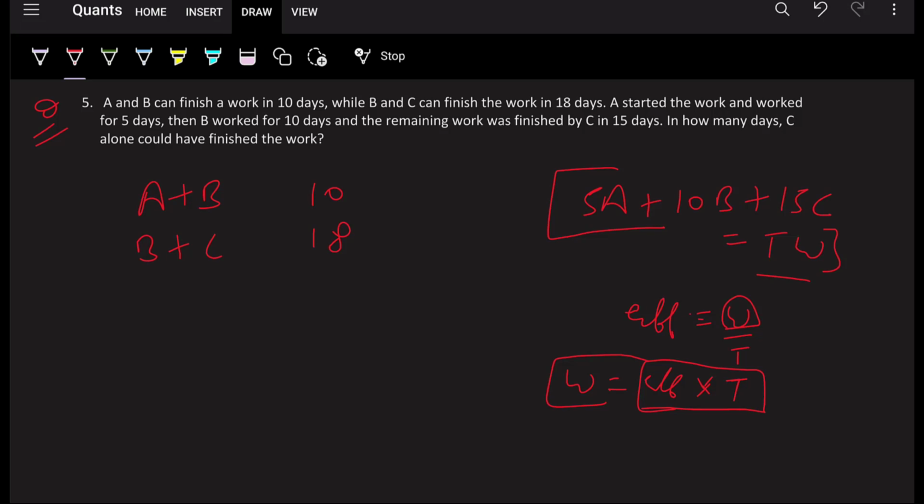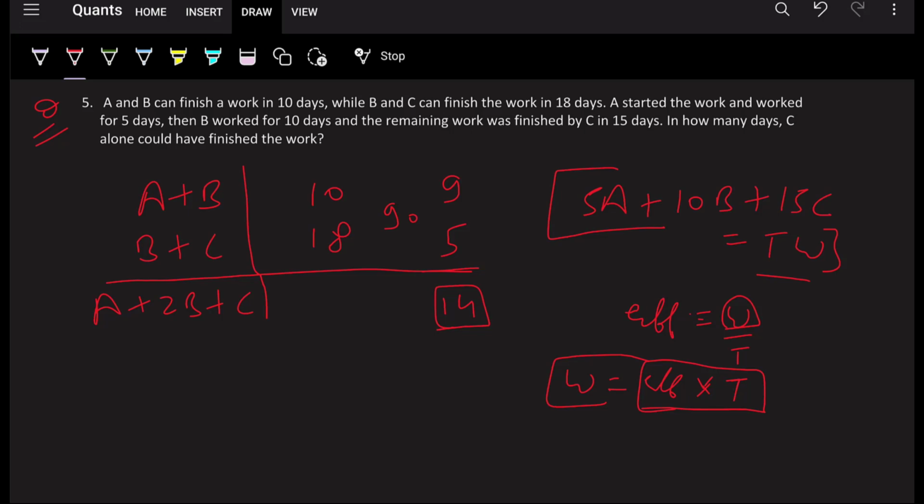Okay, so LCM of 10 and 18 will be what? It will be 90. Let's take it as 90. So A plus B it will be 9, and for B plus C it will be 5. Okay, no problem. Now efficiency of A plus 2B plus C, it will be what? 14. Okay, no problem. Now A plus 2B plus C is same as A plus B plus C, B plus A plus B plus C. Okay, is it right?